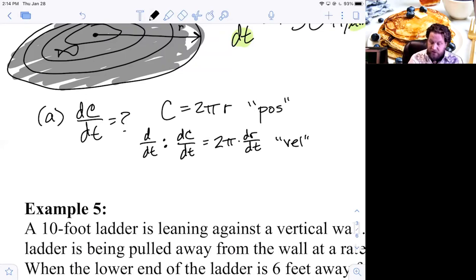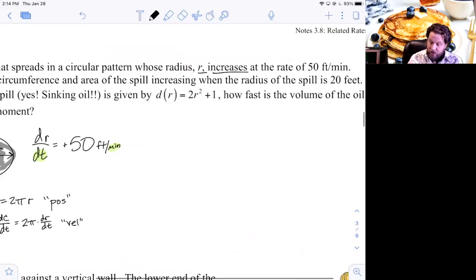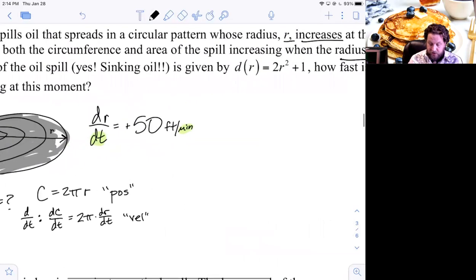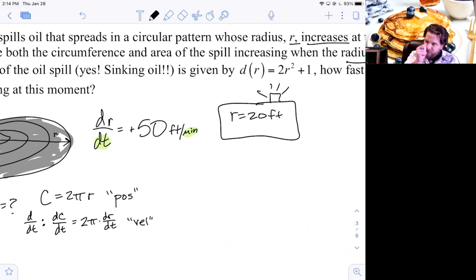Now, notice again that this one is not a function of the current size. I didn't do that yet, right? Did it say that? When the radius of the spill is 20 feet. So if I hadn't done it yet, I would say when r equals 20 feet, and I would put that in the camera. There's my snapshot moment.